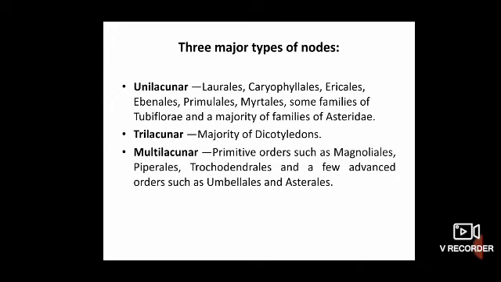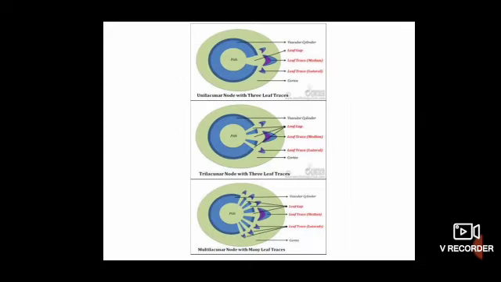Now, there are three major types of nodes: unilacunar, trilacunar and multilacunar. These are the pictures. Unilacunar occurs in laurels, caryophyllales, ericales, ebenales, primulales, myrtales, etc. Majority of families of Asteridae have unilacunar nodes, which show one leaf gap and three leaf traces. The second picture is that of trilacunar. This occurs in the majority of dicotyledons. It shows three leaf gaps.